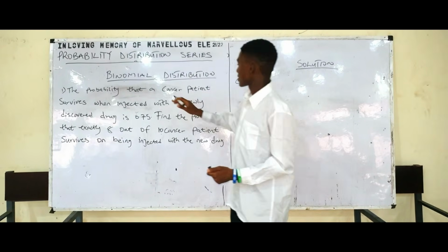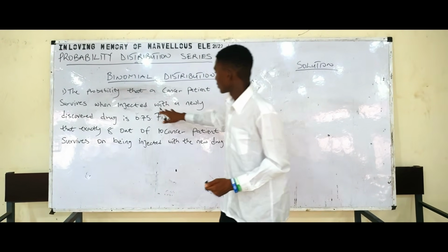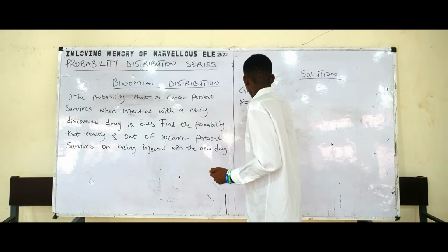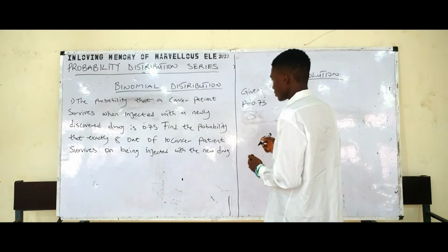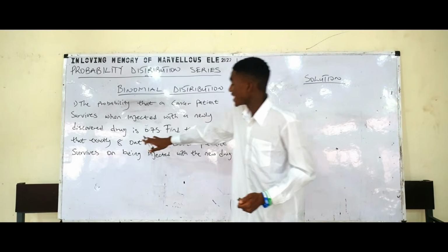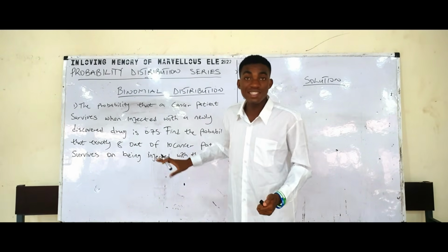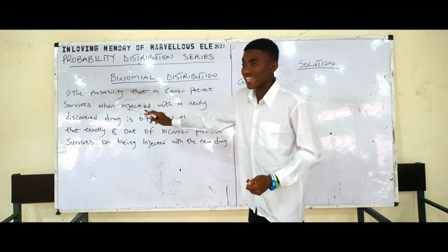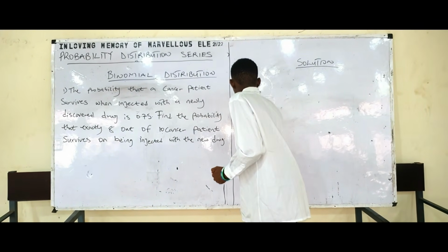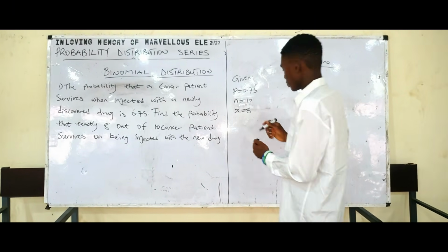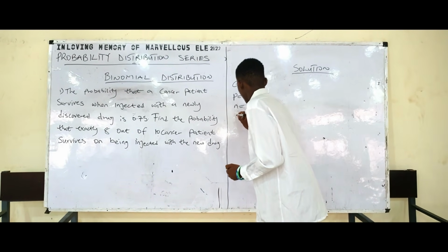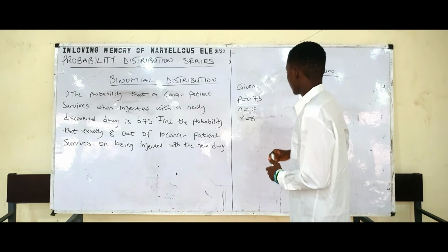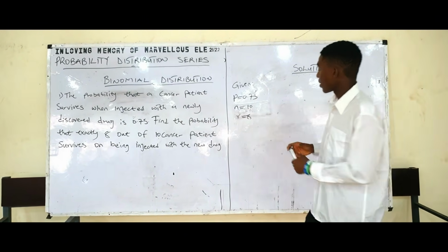What do we have? The probability that the patient survives, meaning success, P equals 0.75. Find the probability that exactly 8 out of 10. Out of 10 means the sample size, so n equals 10. And X equals 8, or let's call it r also, using my notation. So r equals 8. We have our p, we have our n, we have our r.